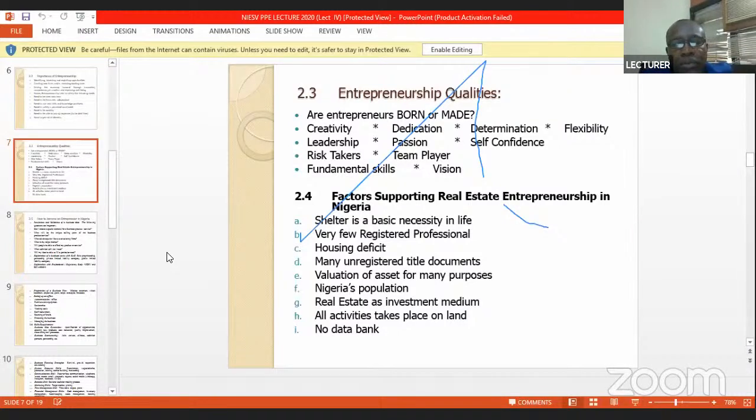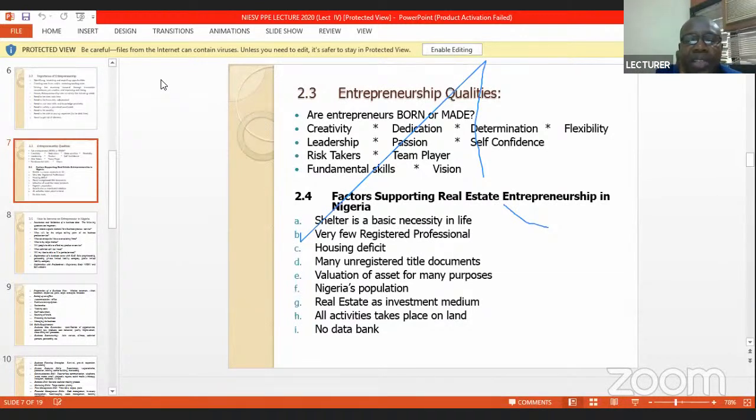Number two, we have very few registered estate surveyors and valuers in Nigeria. Very, very few. They are saying that the population of Nigeria is now 200 and something million. But you'll be surprised that registered estate surveyors and valuers in Nigeria are yet less than 6,000. So we need more registered surveyors that can handle the real estate problems of our teeming population.